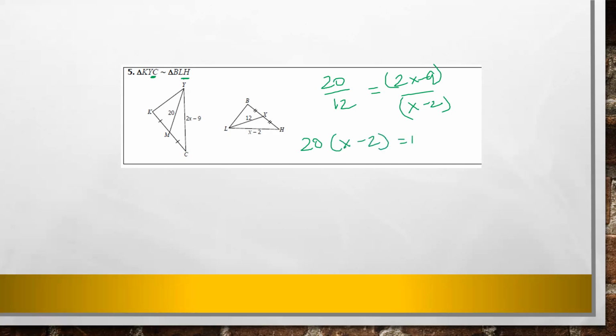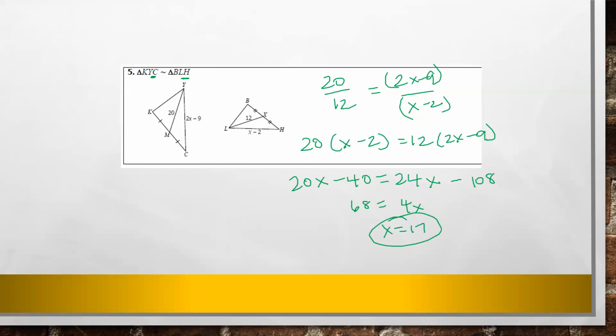20 times x minus 2 will equal 12 times 2x minus 9. Distribute your 20. Distribute your 12. Let's see, 12 times 9 is 108. I'm going to subtract 20x from both sides and add 108 to both sides. So I get 68 equals 4x. Divide by 4, 17.